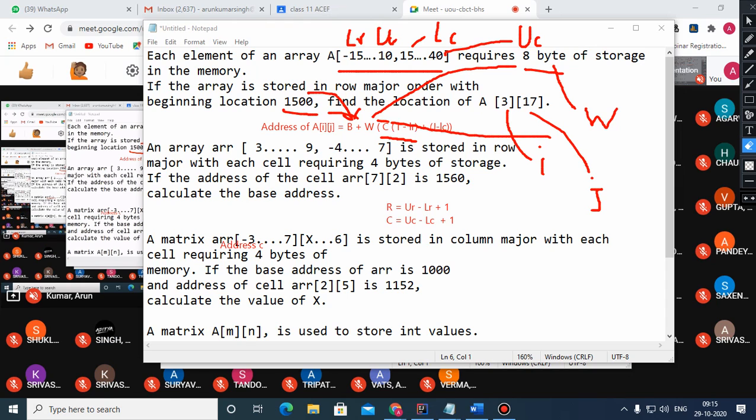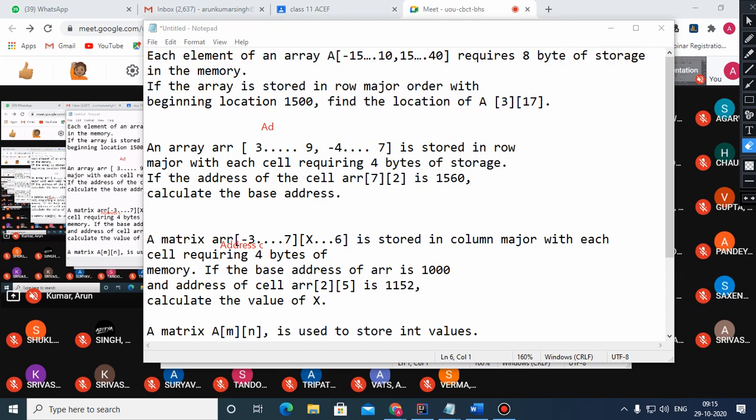Now we are going to attempt this one. Solve this question. Any doubt? If any doubt, then children please tell.